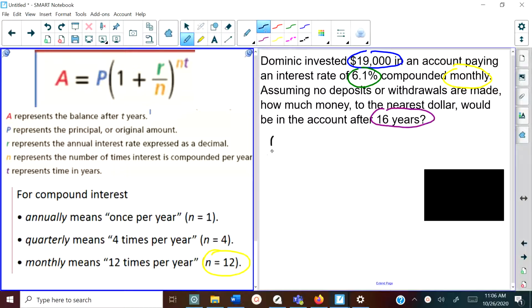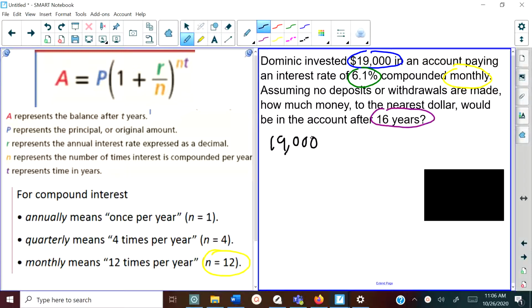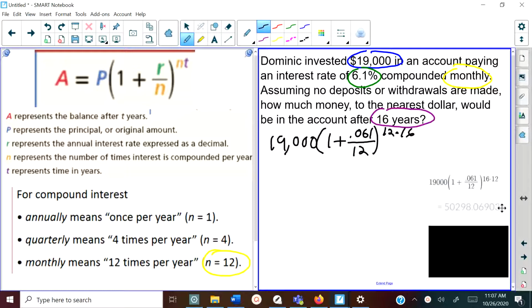So we got 19,000 times parentheses 1 plus the rate 6.1%. So we move it 2 decimals, so you got 0.061 over the N, which is monthly, which is 12. Close parentheses, another N, 12, times, don't forget that times, T, the number of years, 16. And then you just type it in the calculator and get your answer.